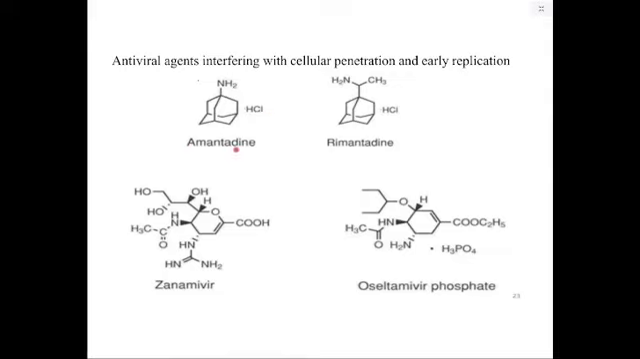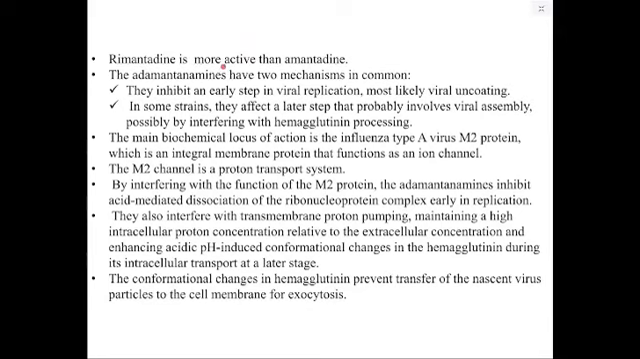It's cage-like, but of course the mode of action here is different, as we are going to see. When you look at rimantadine, as I have said, it is a methyl derivative. One of the hydrogens here is replaced by an alkyl group. It is an alkyl derivative of amantadine. Then you have zanamivir and oseltamivir, which have a different mode of action and inhibit specific enzymes within the virus. And rimantadine is more active than amantadine. Definitely, it has a larger alkyl group.